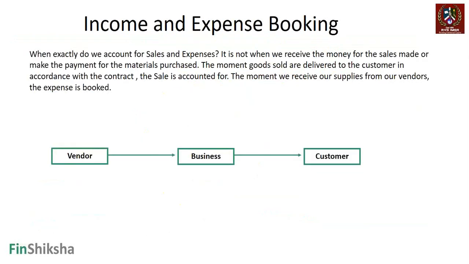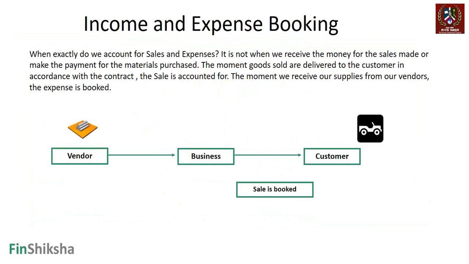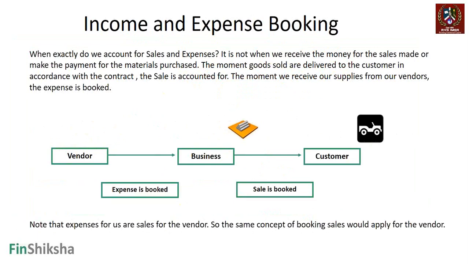Let's move ahead and try to understand this concept of income and expense booking. So when exactly do you account for the sales, right? If the business sells a particular item to the customer, that's when the sale is booked. When the vendor sells something to the business, that's when the expense is booked, right? So essentially, the booking of revenue or expense has got nothing to do with when the money is received. It's more about when the ownership is transferred, right?